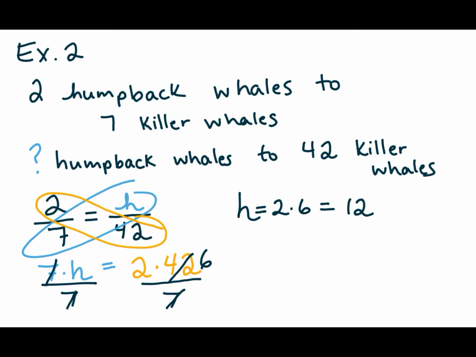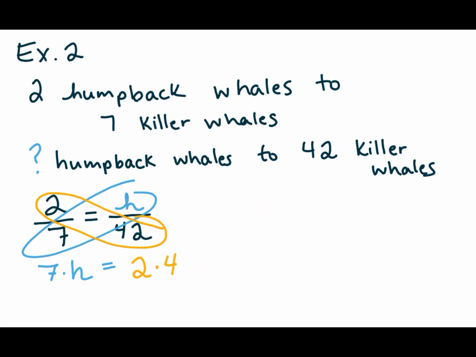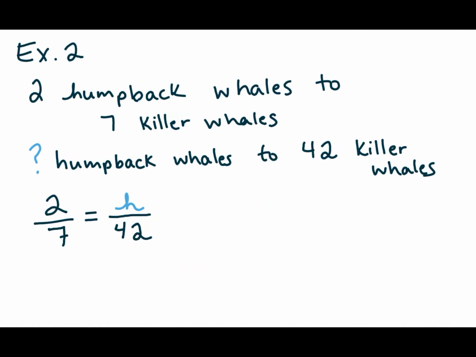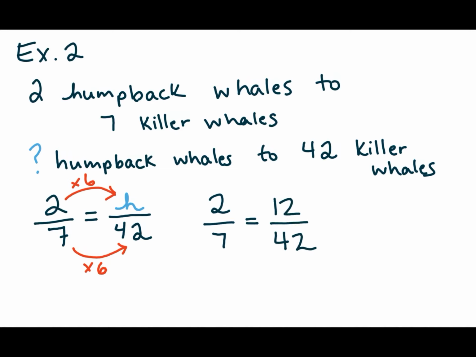Okay, another way we could have done this, all right, I'm going to just go backwards, erase all of this. Another way we could have done this is to look at how many times you would have to multiply 7 to get 42, and you would just do the same thing to the top as well. So in the end, 2 to 7 is the same as 12 to 42, whichever method that you use.